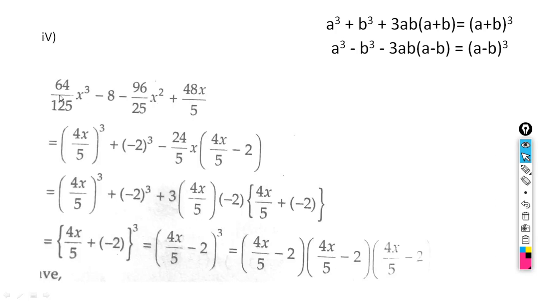This is another problem. In this case, we have 64 upon 125x cube minus 8 minus 96 by 25x square plus 48x upon 5. Since a few terms are negative and we have 2 cubic terms, this identity will be used. We'll express this in the form a cube minus b cube minus 3 times of ab into a minus b, or we get here 4x upon 5 minus 2 whole cube, which is the required factor. 4x upon 5 minus 2 repeats 3 times.